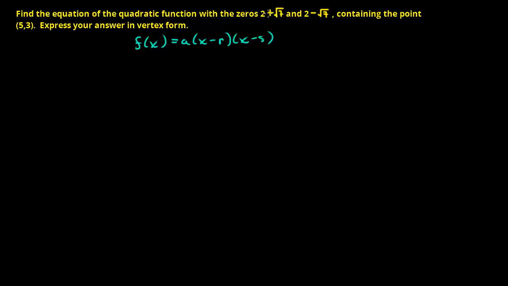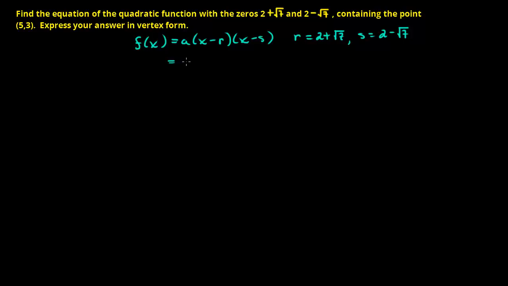And we know that our zeros are 2 plus root 7 and 2 minus root 7. So let's say that r is equal to 2 plus root 7 and s is equal to 2 minus root 7. Now what we call r and s is completely arbitrary. So r could have been 2 minus root 7 and s could have been 2 plus root 7. The order doesn't matter. So let's go ahead and we'll fill in our function.